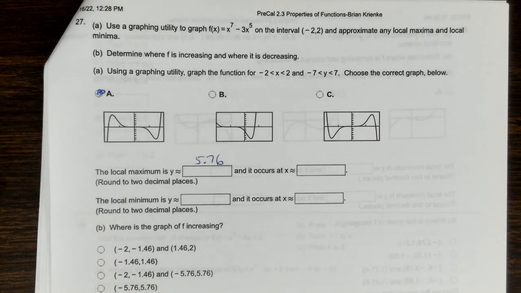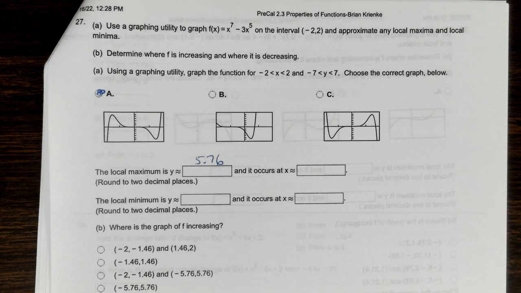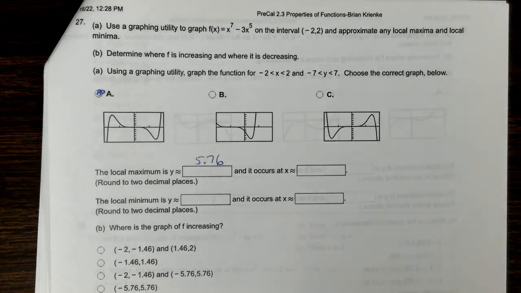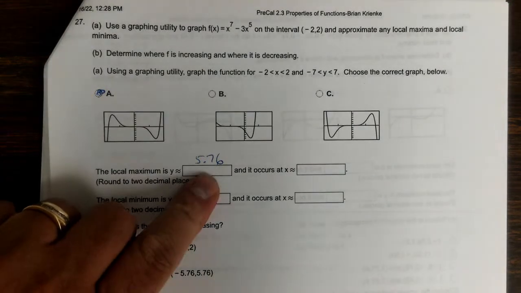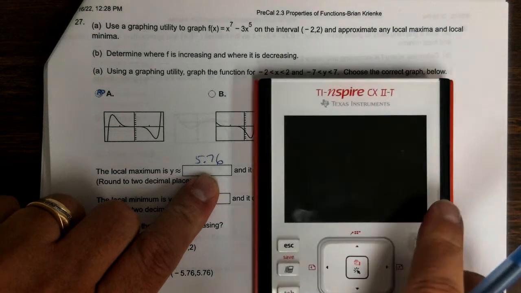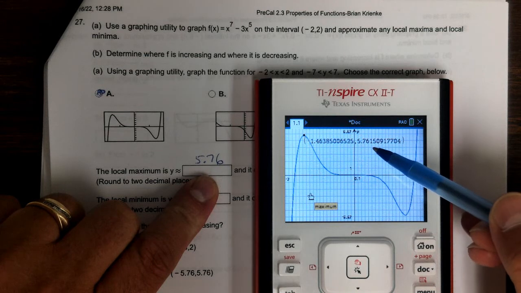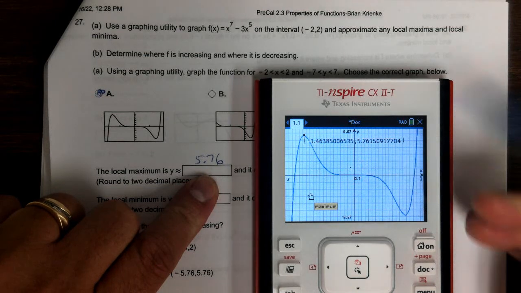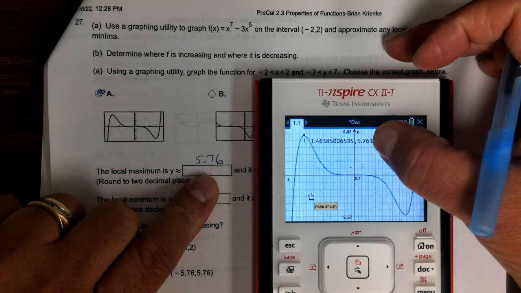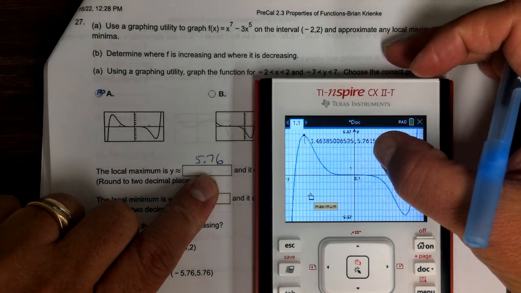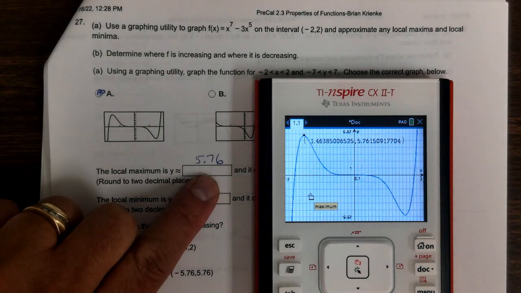Okay, let me pause this again. Okay, full of interruptions. But as we were saying, when you round, you're having 5.761. So based on that 1, you round down, so 5.76.